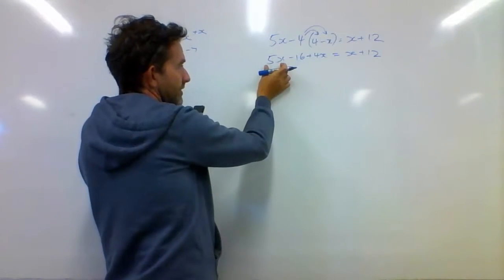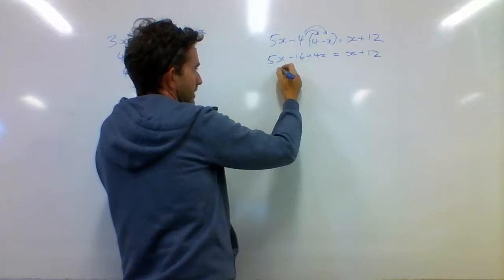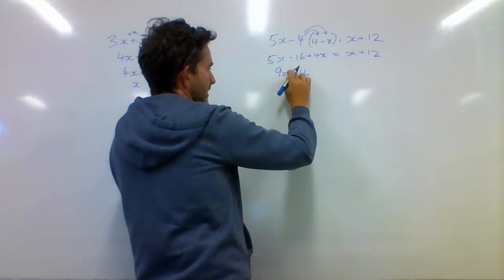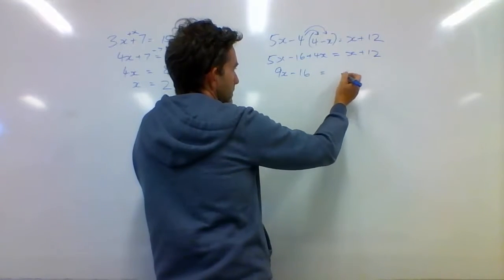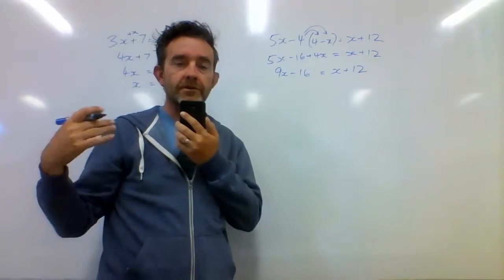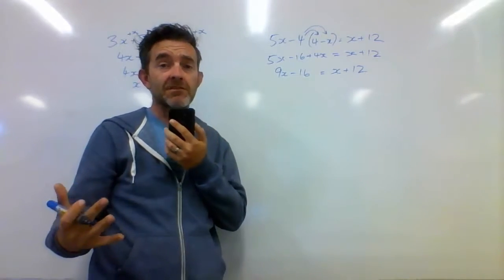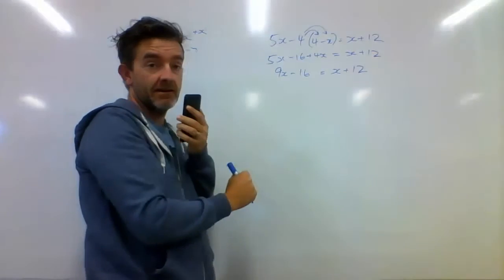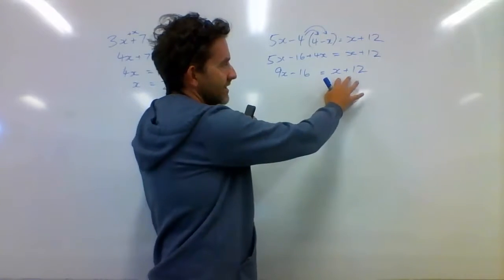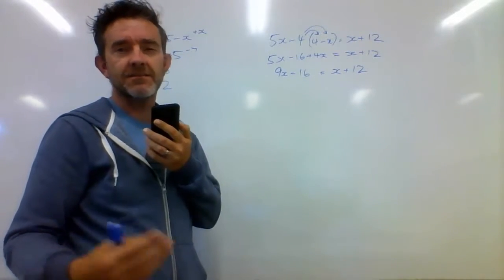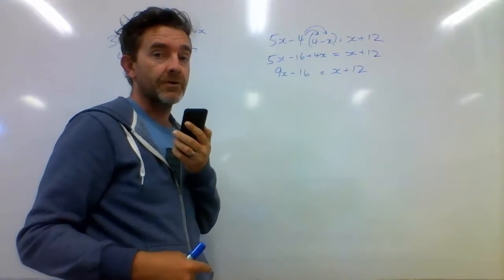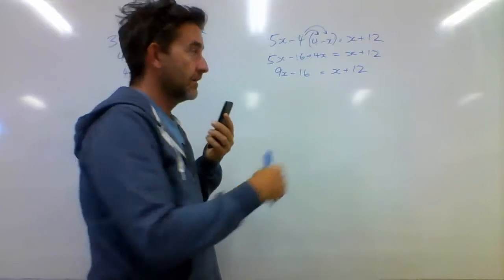Collecting like terms, I've got positive 5x, positive 4x. I've got 9x, take 16, equals x plus 12. Again, I could do whatever I want here in terms of getting rid of x. I could choose to take 9x away here, and then I'd have to take away 9x on the other side. But if I think about that, if I'm taking away 9x over here, I'm going to end up with negative x's, and that just adds unnecessary complication. So it would make more sense to take away one x from both sides and get rid of the x on the right-hand side. So I'll do that.